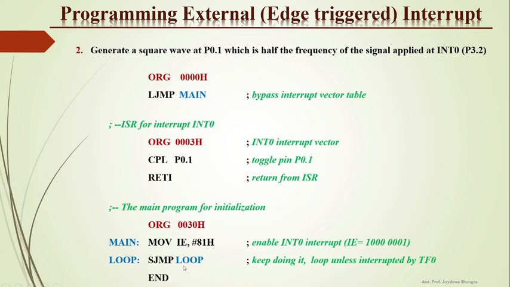Again when the next high to low transition is detected by the microcontroller, an interrupt is generated, and again it will complement the P0.1 pin, and in this way it will generate the square wave at P0.1, that is half the frequency of the input signal.